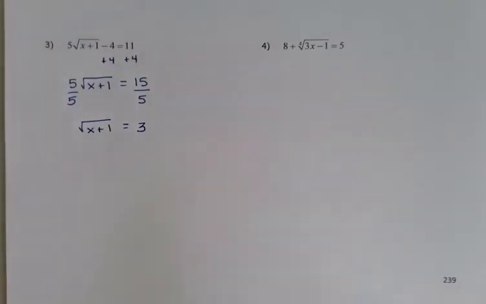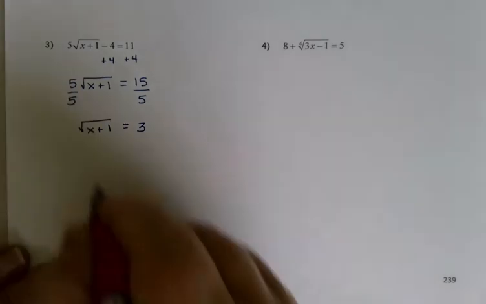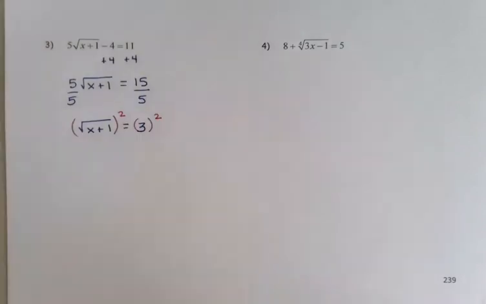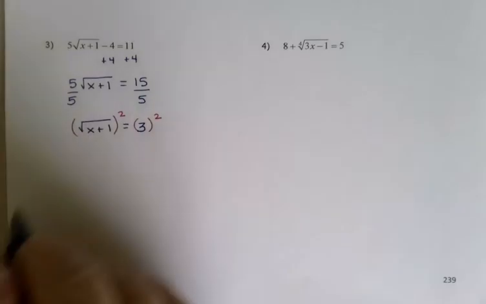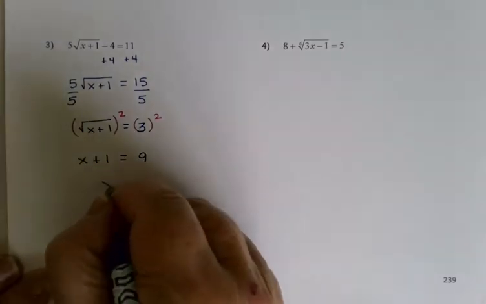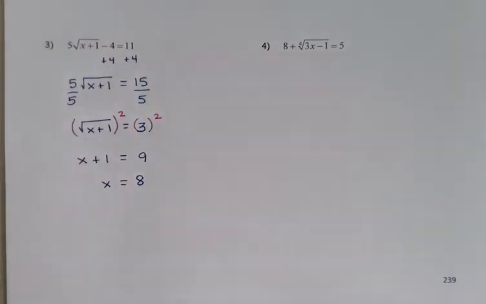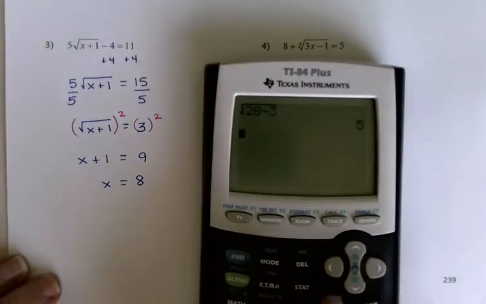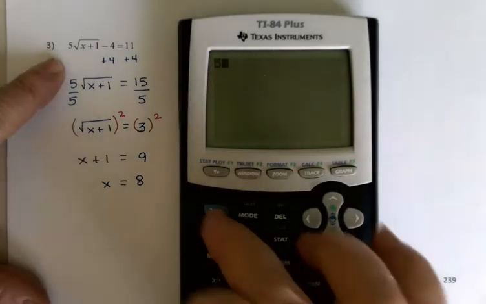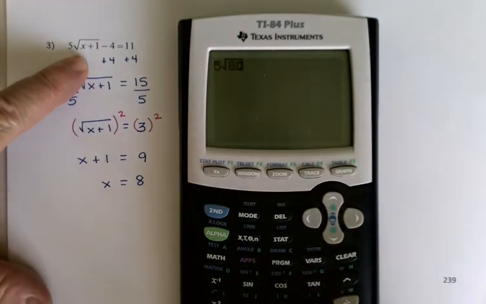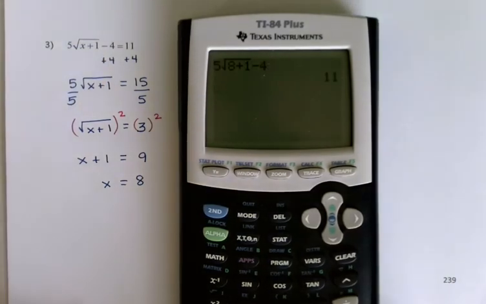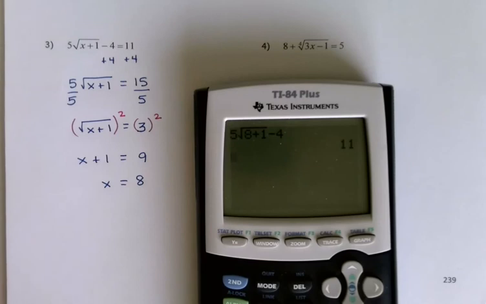All right, the square root of x plus 1 is all by itself on the left-hand side. It's isolated. So squaring a square root is the inverse function. Let the inverses act, and I end up with just x plus 1 equals 9. And so x equals 8. Just for convenience, maybe I'll go ahead and check this one on the calculator. If I take 5 times the square root of 8 plus 1 and subtract 4, I do indeed get 11, as expected.